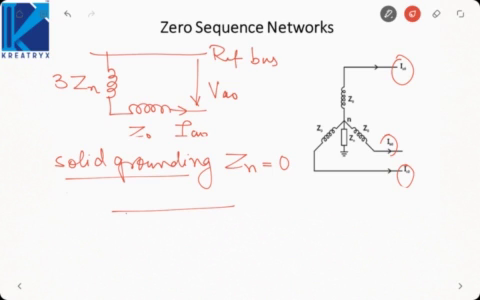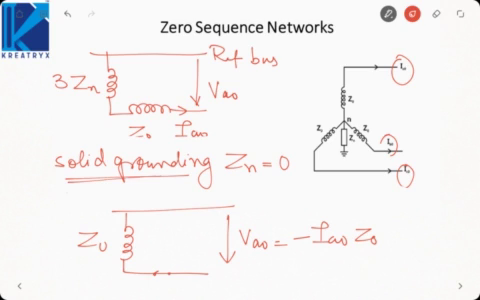So the circuit will be Z0, then it will be shorted. So VA0 will be minus IA0 into Z0. Zn will be taken as 0. So these are the two extreme cases in which the neutral is not connected to ground or the neutral is directly connected to ground. That is why I was taking Zn initially, because then we can derive these two cases directly. So this was all about your star connected network.